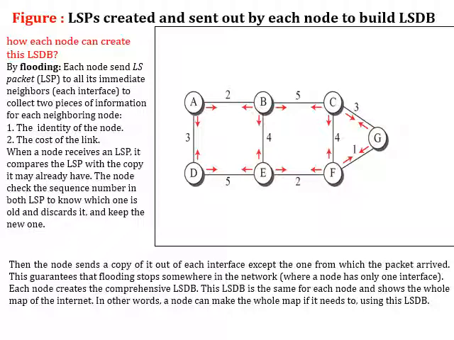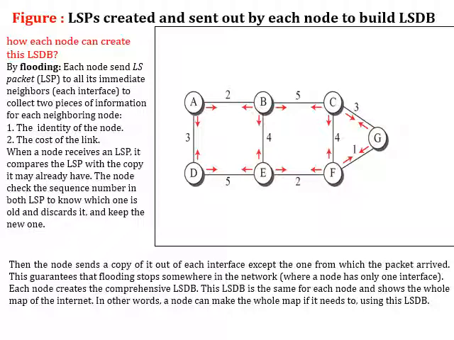How it will be created, let us discuss. When a node receives an LSP, it compares the LSP with the copy it may already have. The node checks the sequence number in both LSPs to know which one is old, and that will be discarded, and it keeps the new one. So this is the system we are following to create the link state database.